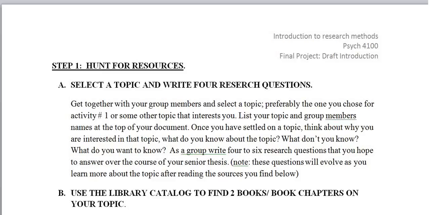Okay, once your group has selected a topic, you want to come up with 4 to 6 questions for the group. Obviously, the more questions you have, the better. And then what you want to do is start looking for sources.